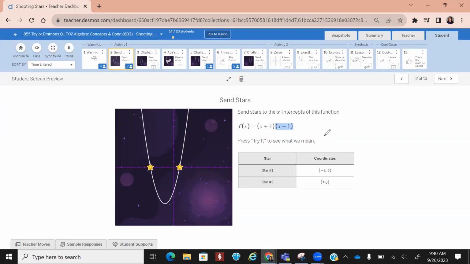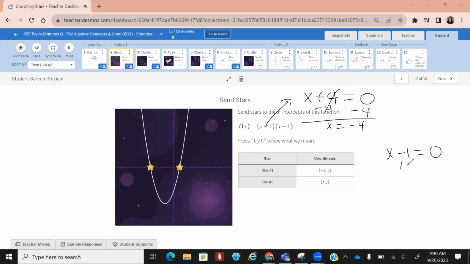Say it again, Nico. You can do the box method. Or if we got x plus 4, if I have x plus 4 and I wanted to make it -4, what would I have done? The opposite, or subtracting, right? So that's going to be x equals -4. If I have x minus 1 equals 0, I'm going to add 1. So that's going to give me x equals +1. So that's how I get that.